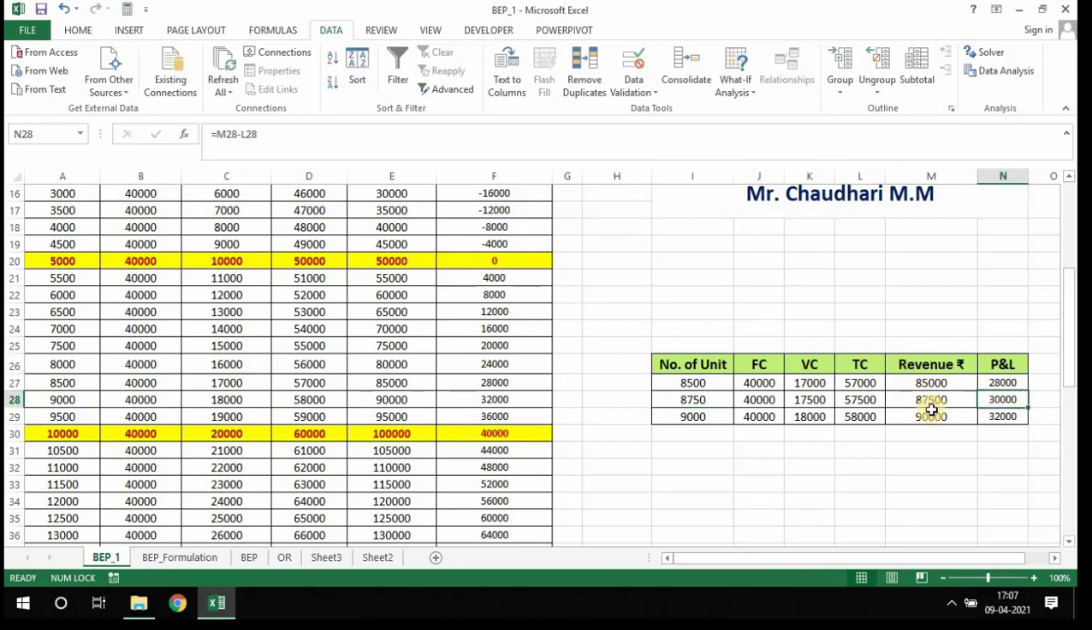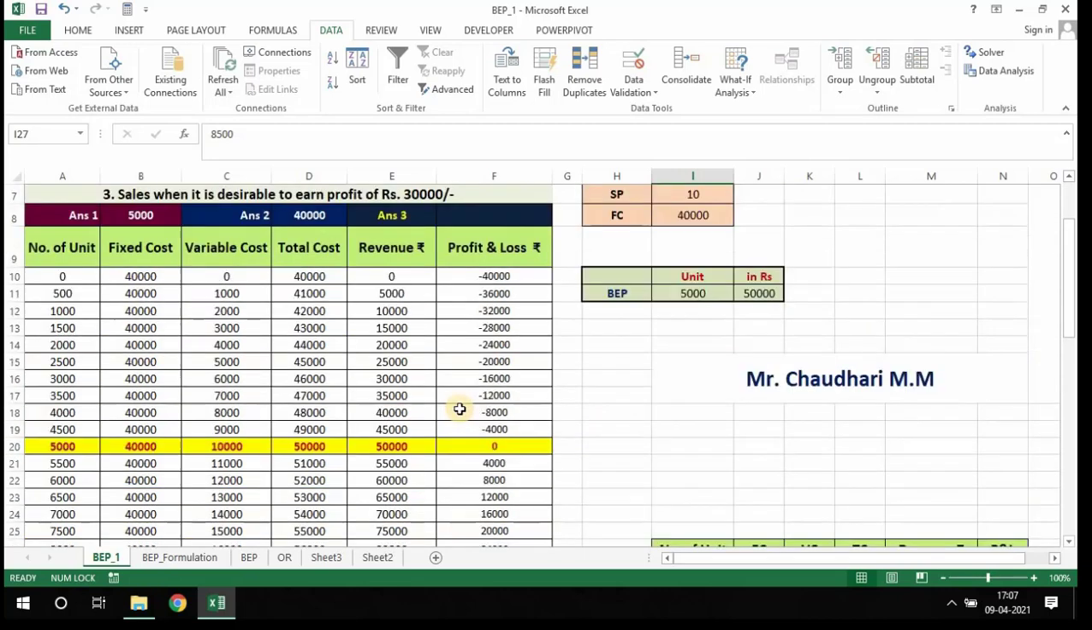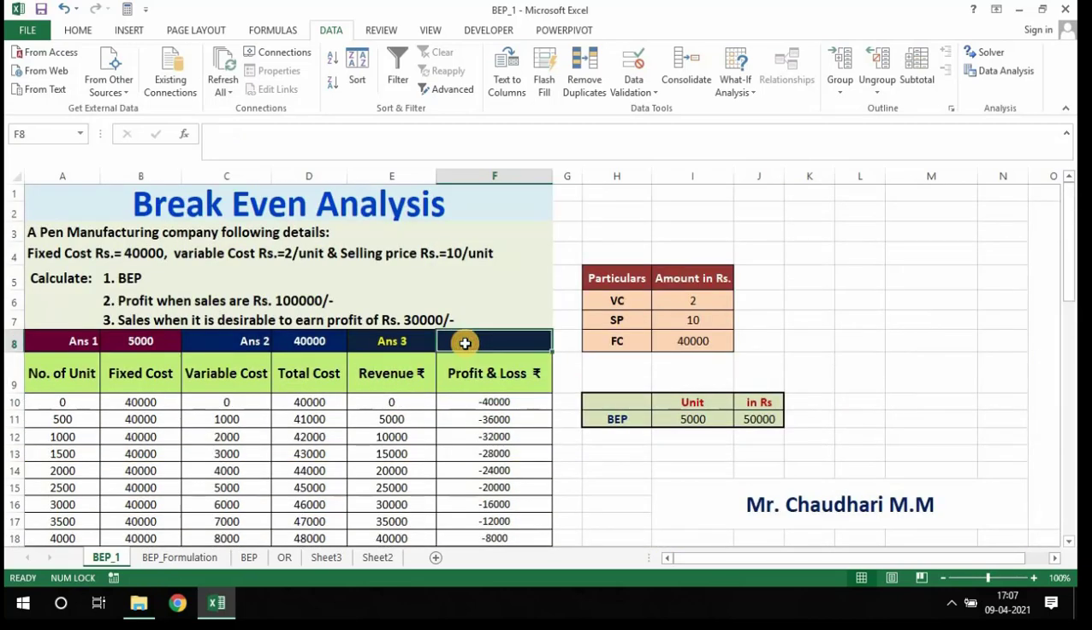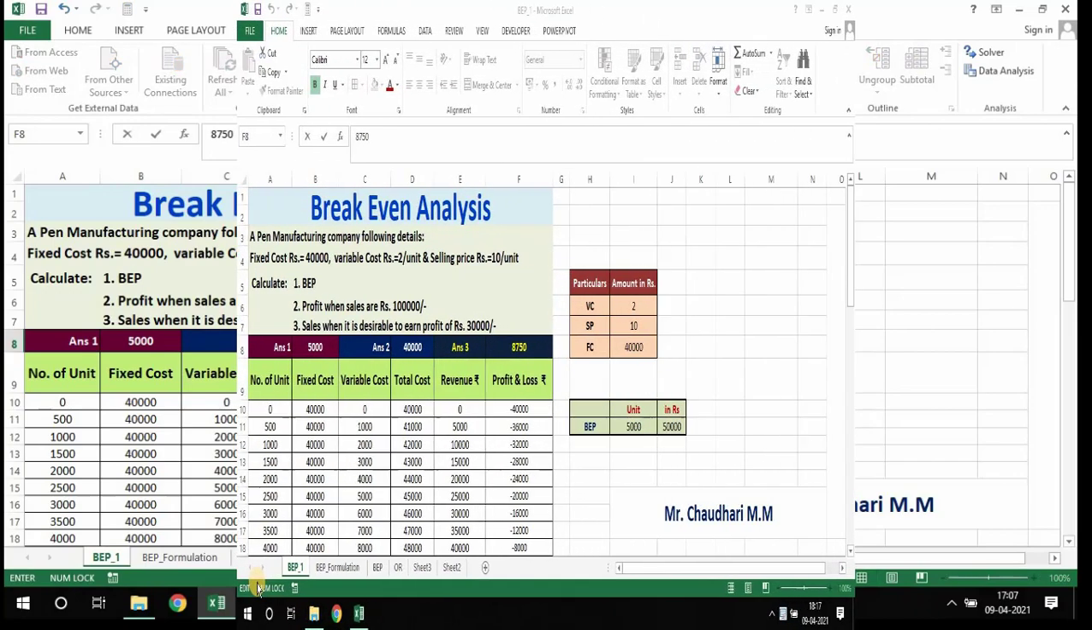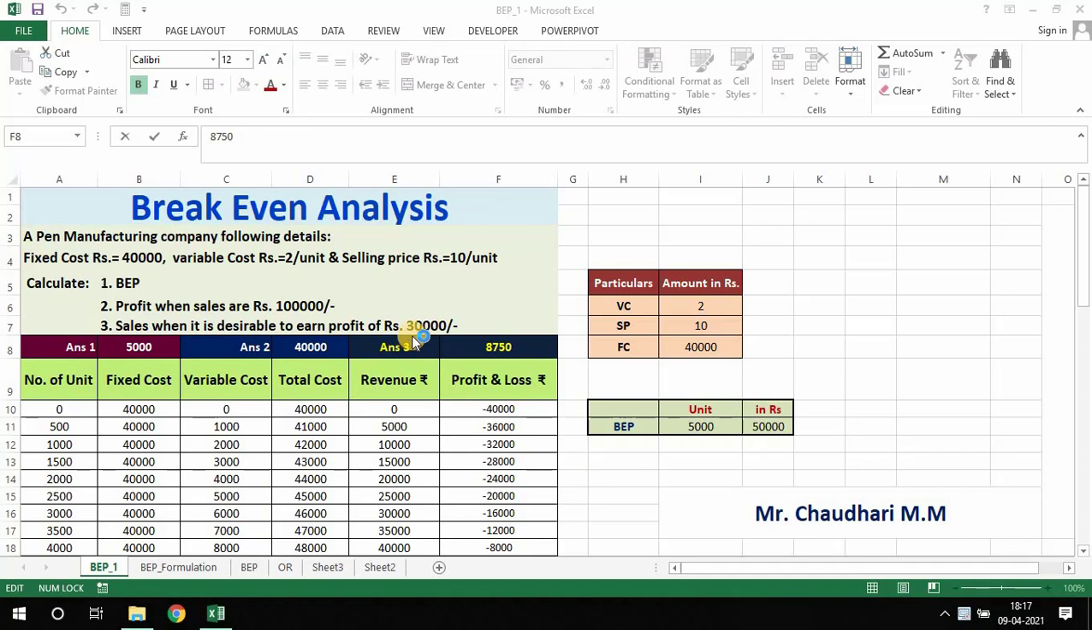So then to achieve it, the revenue is 87,500 and the number of units sold is 8,750. So this value lies in between these two parameters. The value is in terms of units because I have already put the break-even point in terms of units. So again write here 8750 and earn a profit of rupees 30,000.